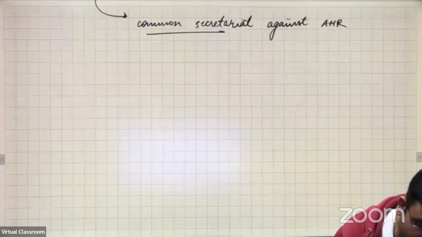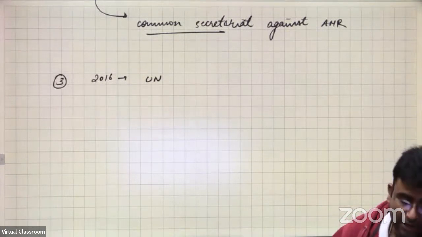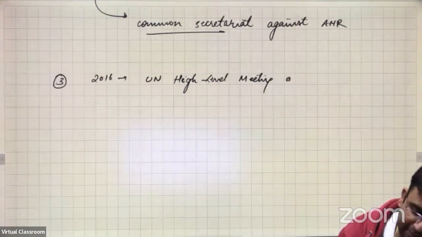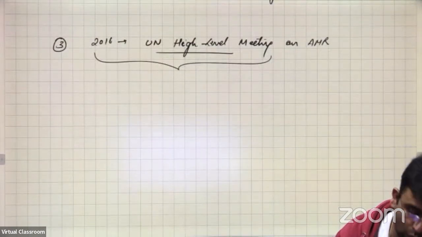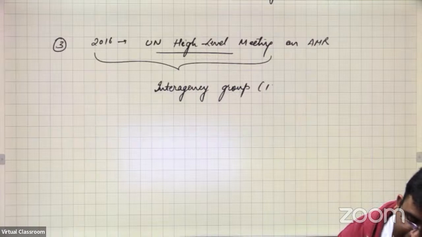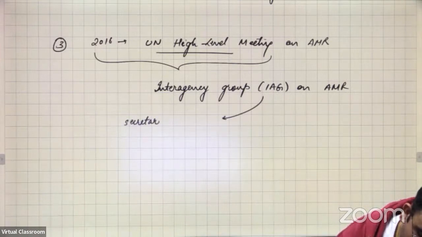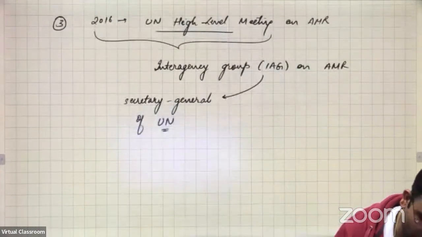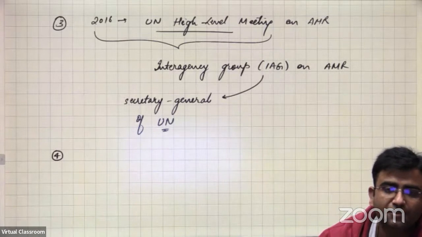Next, third effort against antimicrobial resistance. In the year 2016, the United Nations held a high-level meeting on antimicrobial resistance. All right. This high-level meeting led to the interagency group, IAG, interagency group on antimicrobial resistance, and this interagency group is led by the Secretary General of the United Nations. All right, the Secretary General of United Nations leads the interagency group on antimicrobial resistance, helping devise ways to tackle the antimicrobial resistance.